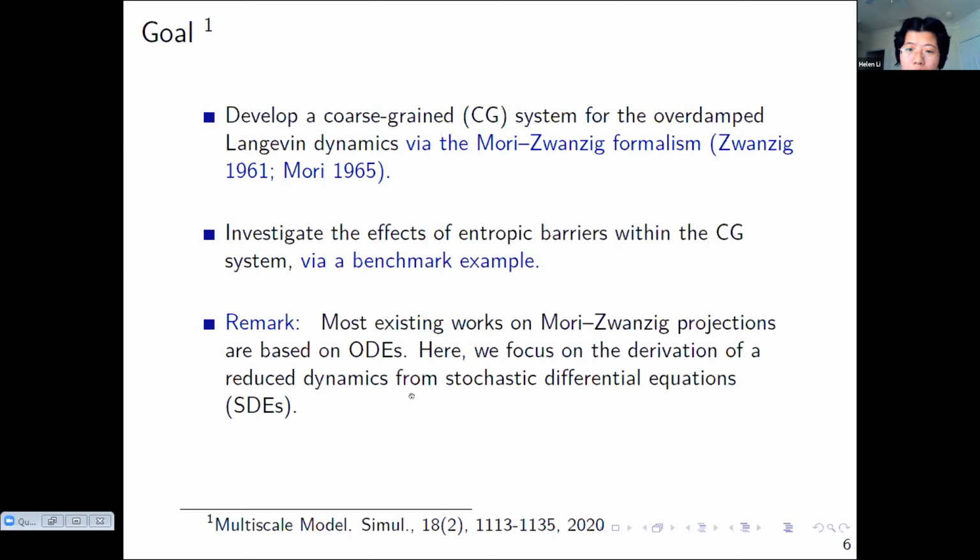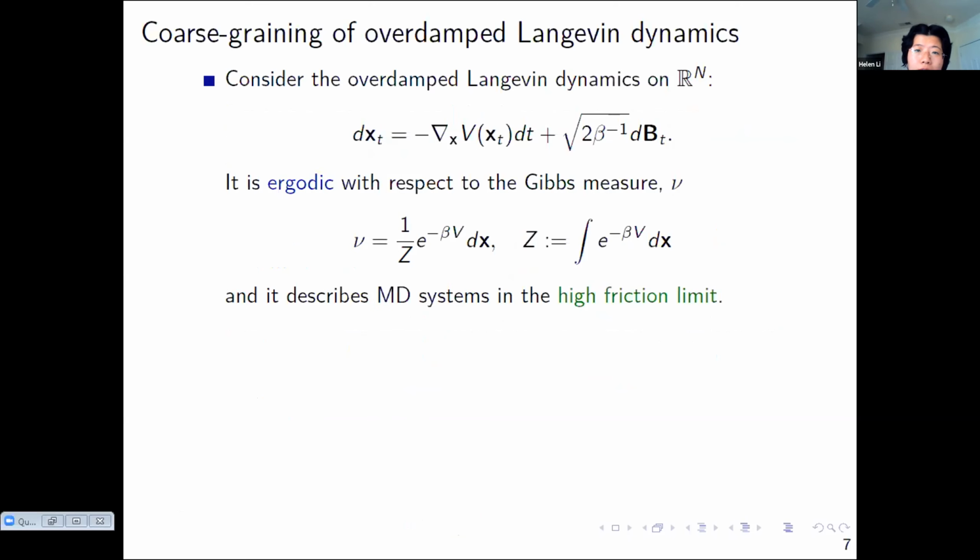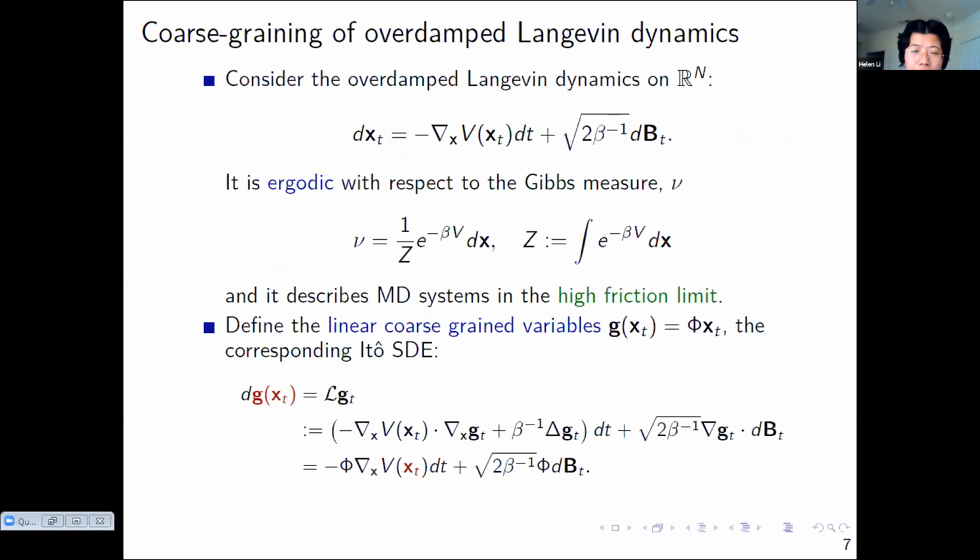And most existing works for Zwanzig are based on ODEs. You can find some references in this paper, which is done by me and my collaborator. Okay, so let's start with the overdamped Langevin system, which is given here. And this system is ergodic with respect to the Gibbs measure.